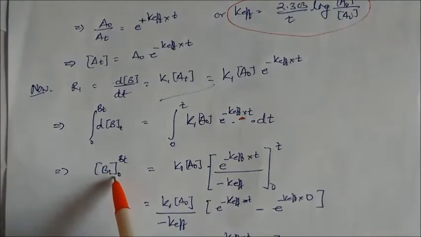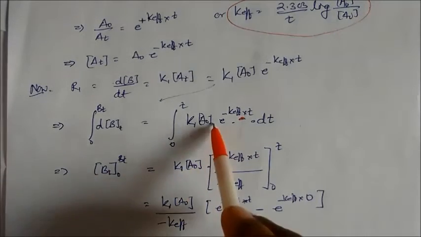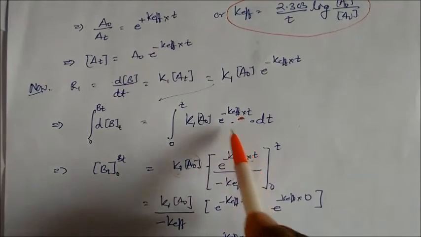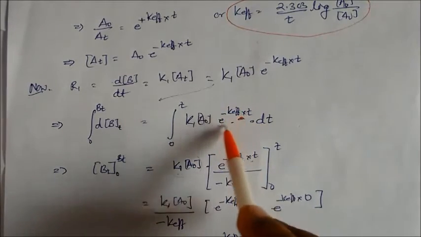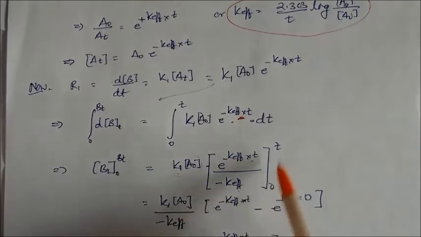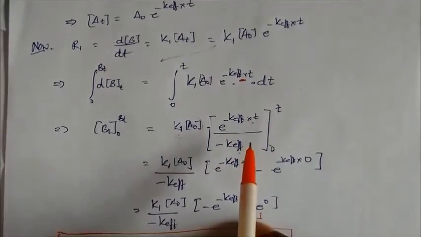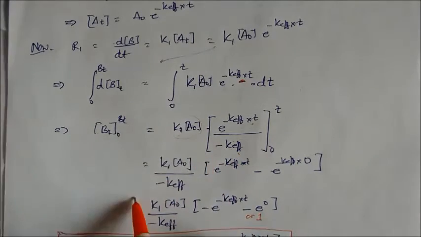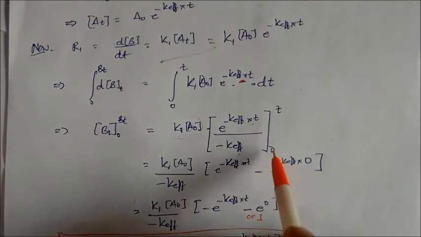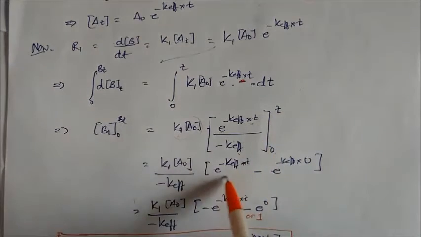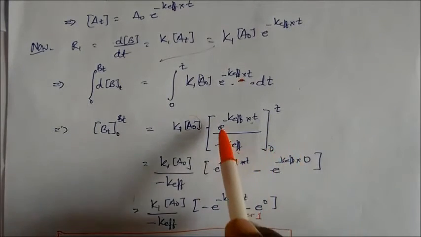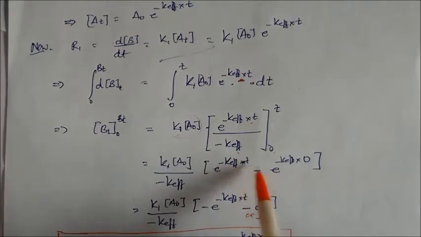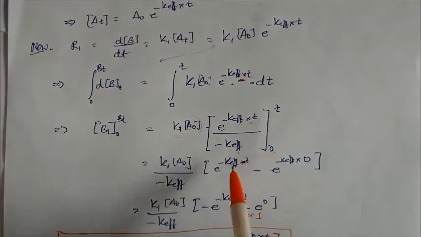If you solve it, this will be Bt, from 0 to Bt, equal to K1 into A0. A0 is the constant quantity, so taking it outside, and if you integrate this part, K effective will be down and the limits 0 to t will be there. So you take the constants outside, taking the limits, you write t here, and next minus e to the power minus K effective into t will be 0. So taking the two limits t and 0, you will get this equation.